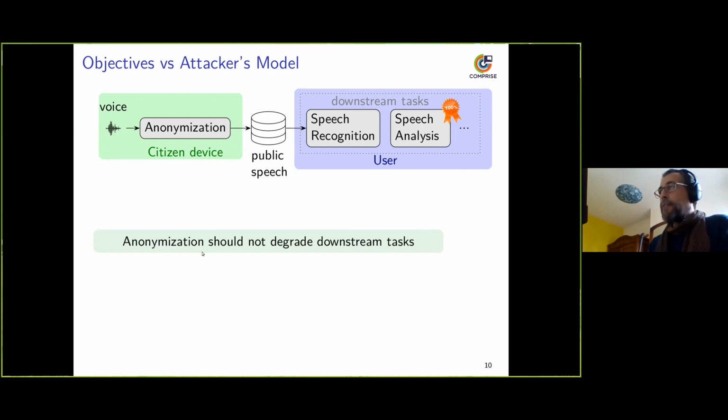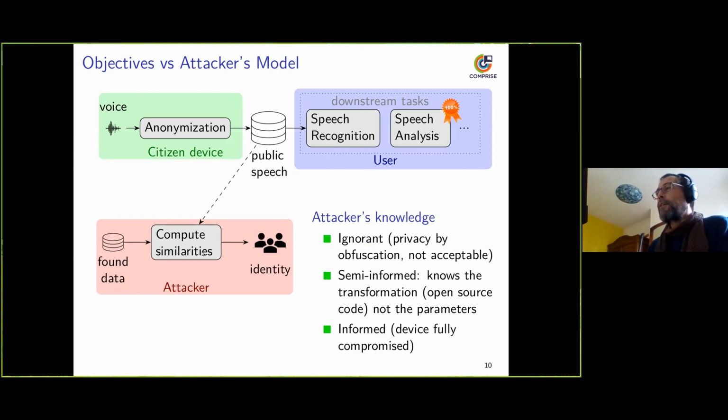And okay, this should be successful, but an attacker, what will be the kind of attack? It will take data from this public speech database, and it can record, for instance, a targeted user and found some data from anyone, and try to compute similarities to try to identify if this user was in this public database and what he said, and so it tries to reveal the identity of the speaker in the public database.